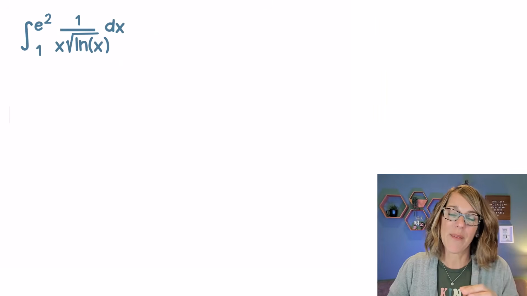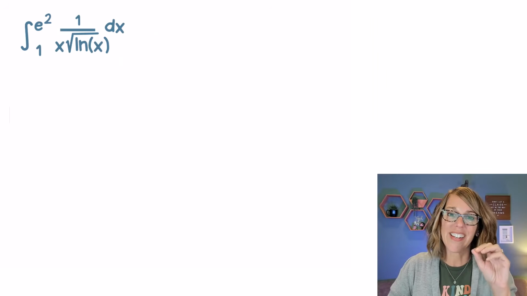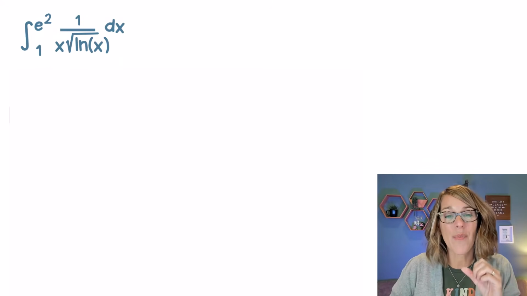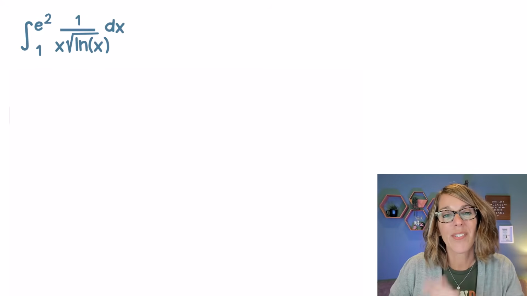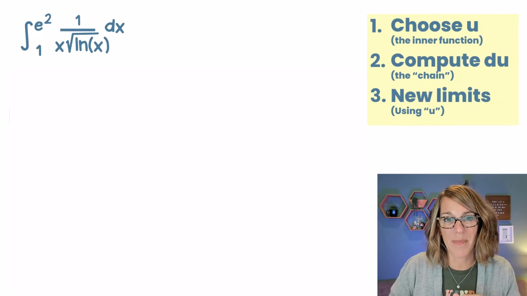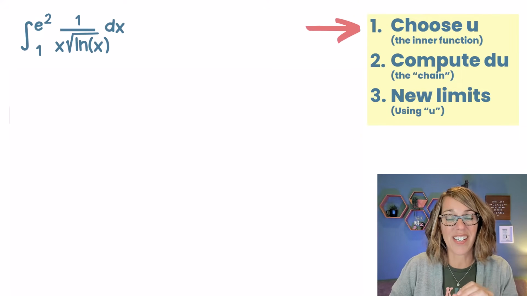Now here's our second example. I really want you to be thinking about that innermost layer. What do we want to let u be? Let's go ahead and bring up those same 3 steps, starting with choosing u.